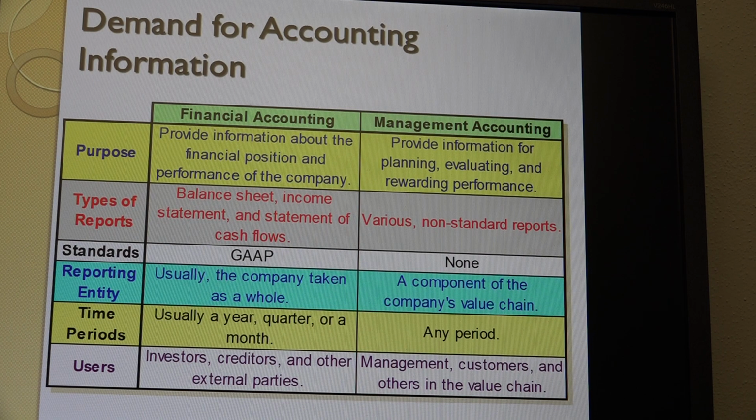Reporting entity. Usually, like we talked about, this is broken down into different segments of the company, usually by departments. Time period, any period. We'll talk about how we budget and what time periods we budget for. Users: management, customers, and others in the value chain. This could actually go outside of the company. We'll talk about the value chain and the players that are involved in the value chain.